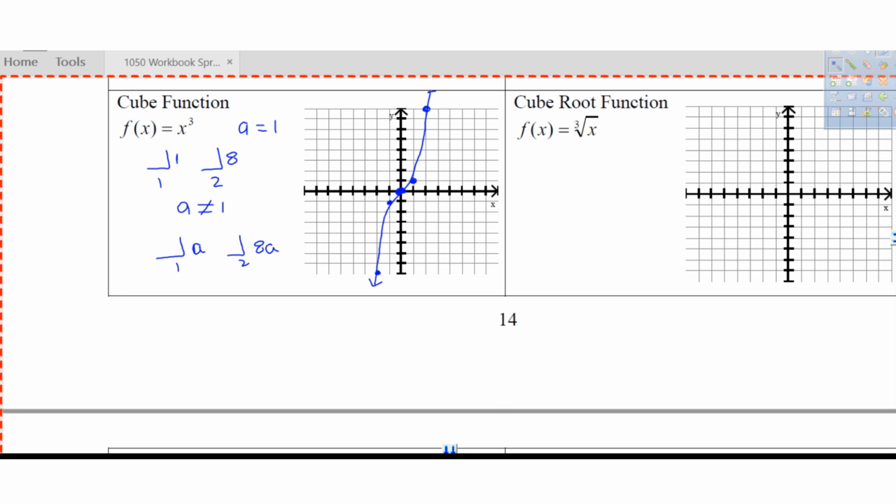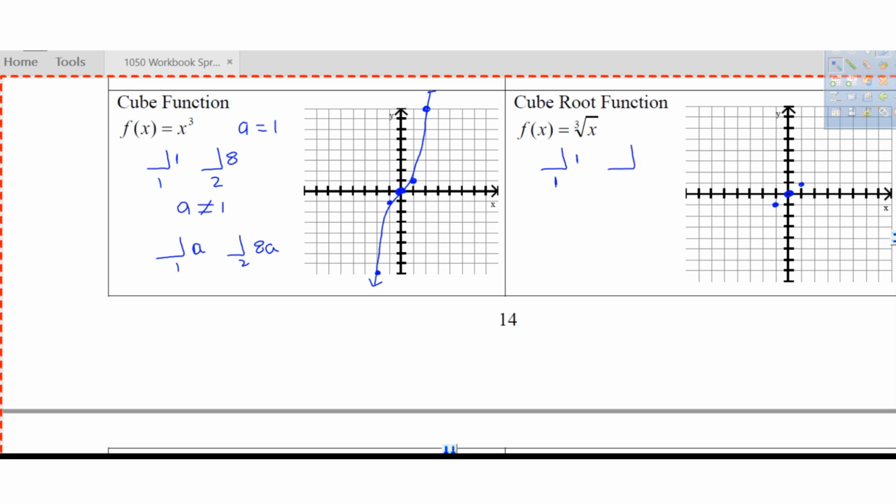Cube root. This one is less common to see, a cube root. It's still going to be right there. And our first one is going to be a 1. What is the cube root of 1? 1. So it would be 1, 1. You're going to balance it with left 1, down 1. So it's going to go that way.